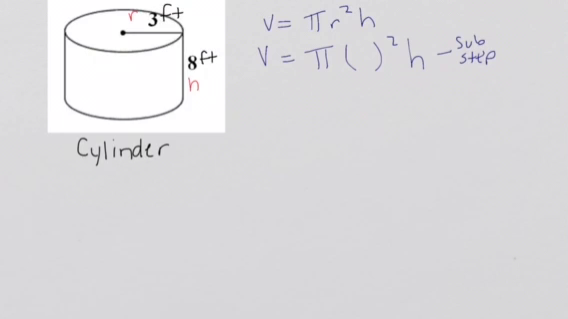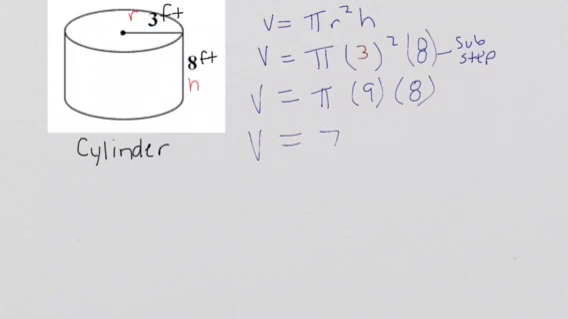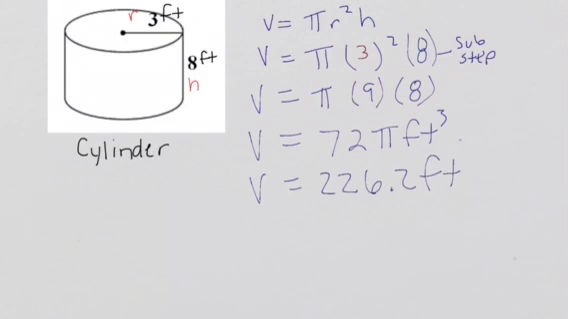Make sure that you shade in your bases. We're going to put in the 3 for the R, and we're going to put in the 8 for the height. We're going to go ahead and multiply. So pi times 9 times 8. Volume is equal to 72 pi feet cubed. And the decimal answer is going to be 226.2 feet cubed. Remember, for volume, we're going to cube the measurements.